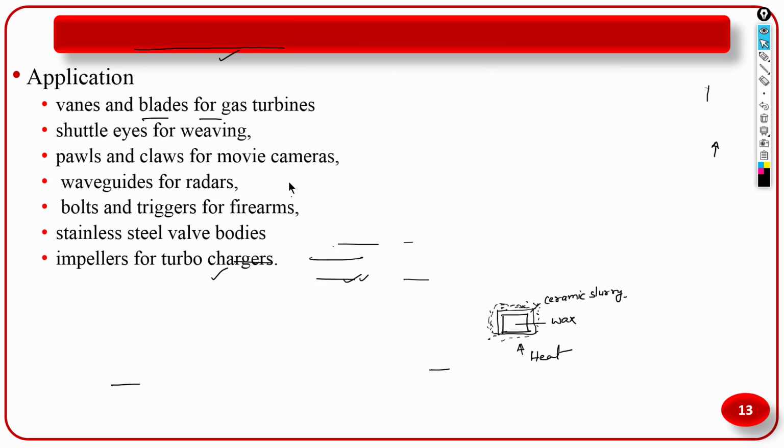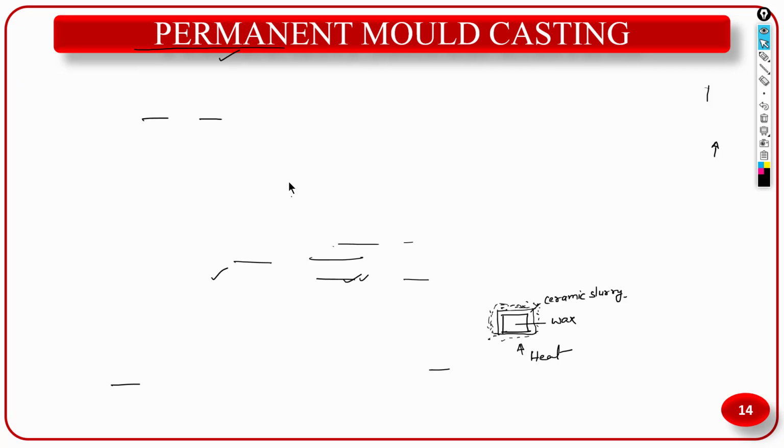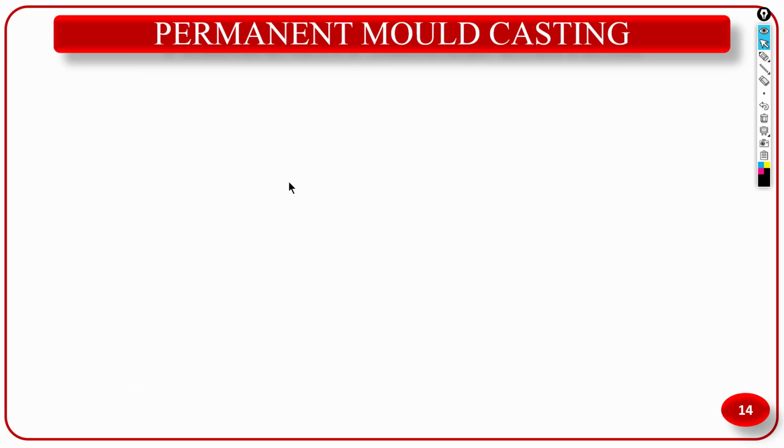Next, we will go for permanent mold casting, which we have already covered. From here die casting starts, isn't it? But this is not die casting, this is known as gravity die casting.